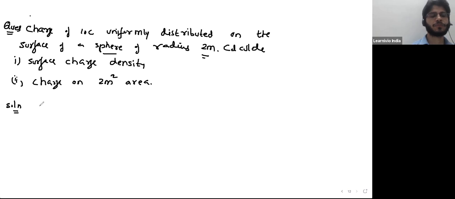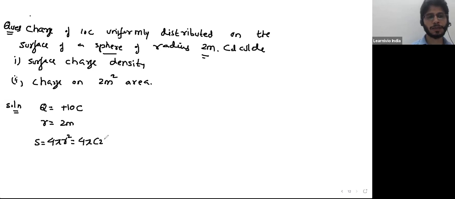See, the total charge on the sphere is 10 coulomb. Radius of the sphere is 2 meter. Surface area is 4 pi r square. So the surface area is 4 pi into 2 square, so the surface area is 16 pi meter square.